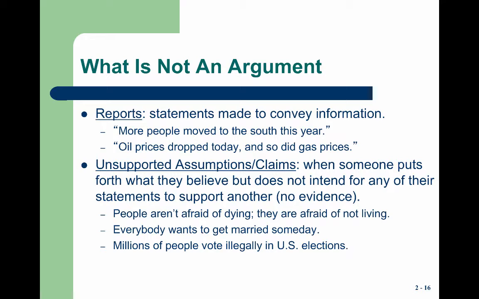The second one, maybe you think it's true. Everybody wants to get married someday. A lot of people do think that, but without providing any evidence to support it, it's just an assumption. Finally, the claim about millions of people voting illegally has been stated many times and is actually believed to be true by many. But usually when people put this forward as a claim, they never provide any information. They just say, this is what I think. And if they did, that would actually be an argument. But like I said, they generally don't.